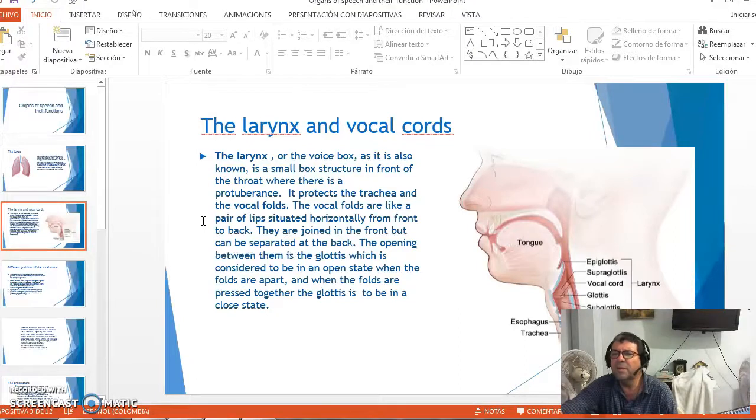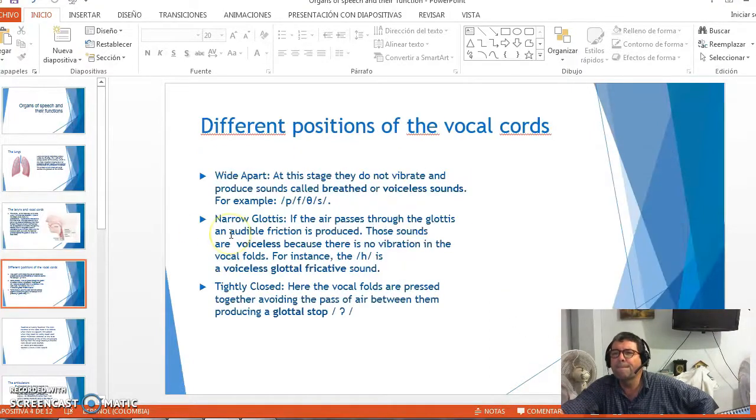The opening between them is the glottis, which is considered to be in an open state when the folds are apart, and when the folds are pressed together, the glottis is in a closed state. Now, the different positions of the vocal cords. The wider part. At this stage, they do not vibrate and produce sounds called breathed or voiceless sounds.